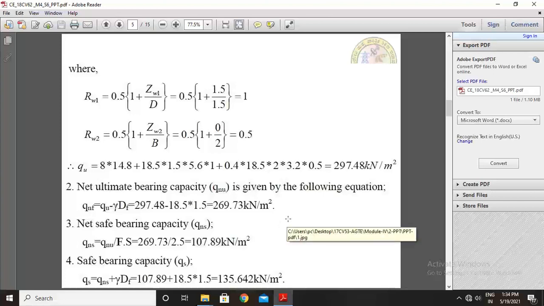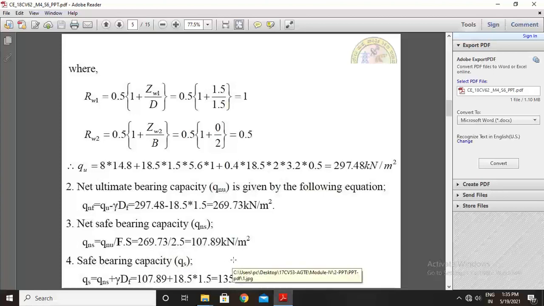Next step, the net safe bearing capacity is calculated by the net ultimate bearing capacity divided by the factor of safety. So the net ultimate bearing capacity is 269.73 divided by the factor of safety 2.5. So the answer is 107.89 kilonewton per meter square. Then the safe bearing capacity is given by the net safe bearing capacity plus the overburden pressure, that is gamma into DF. Now substitute the values: net safe bearing capacity is 107.89 plus gamma is 18.5, depth of the footing is 1.5. So the answer is 135.642 kilonewton per meter square.